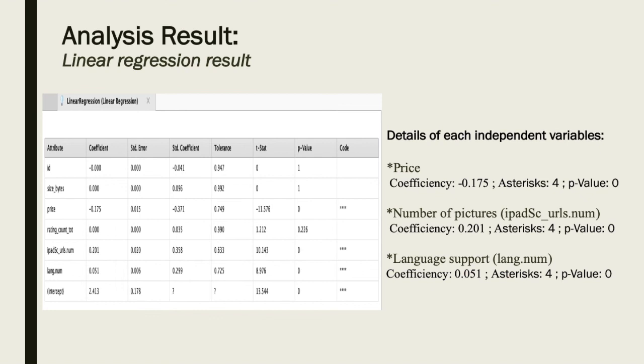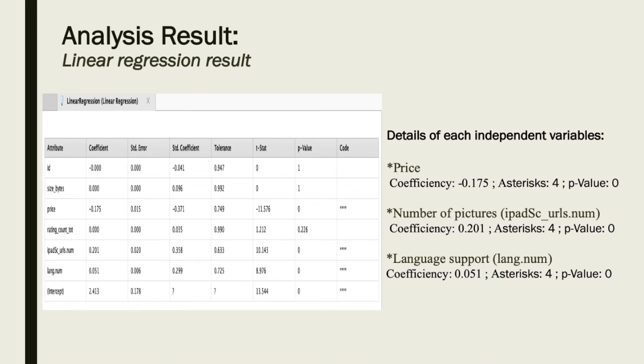The third one is language support. The coefficient value of language support is 0.051. Therefore, there is a positive correlation between language support in the App Store and user rating. In addition, 4 stars in the code column also indicate it has a high impact on the target variable.